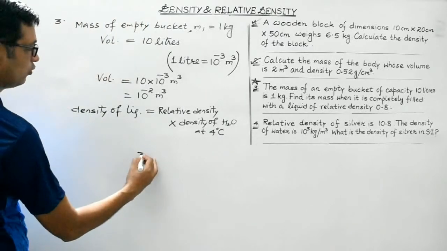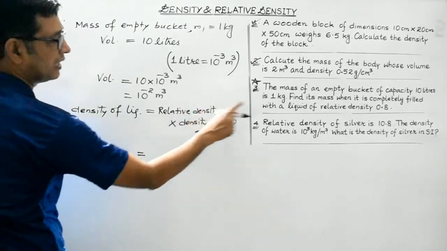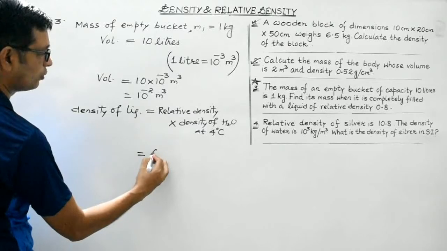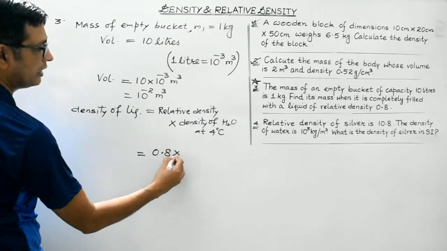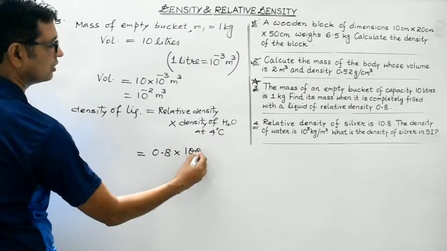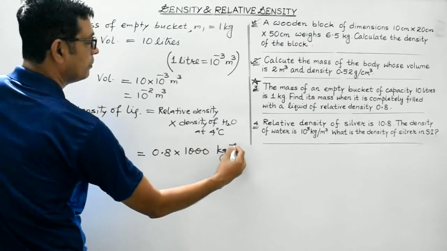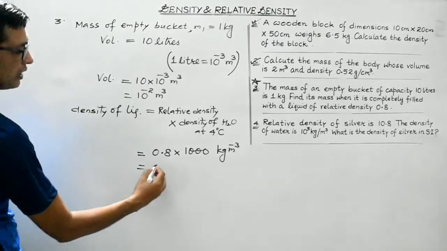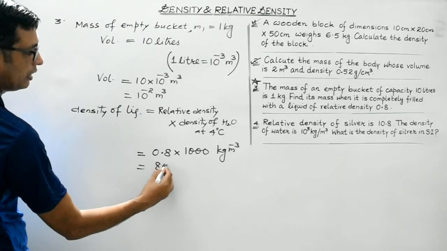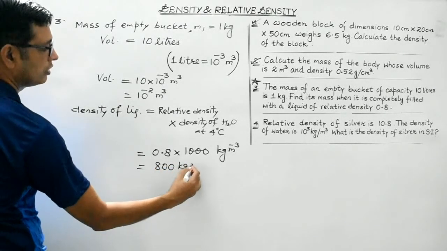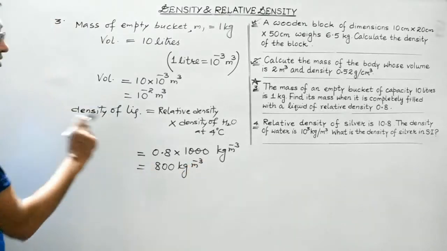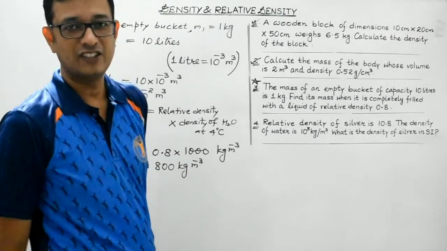right? So, what about the density of the liquid then? Relative density is 0.8 and density of water is 1000. So, units would be kg per meter cube. So, what we get is 800 kg per meter cube. So, this is the density of the liquid under consideration.